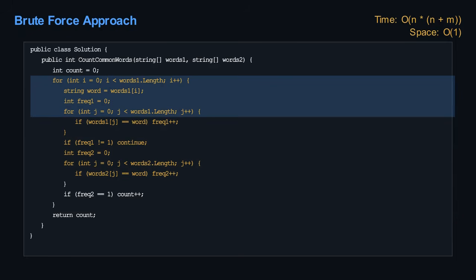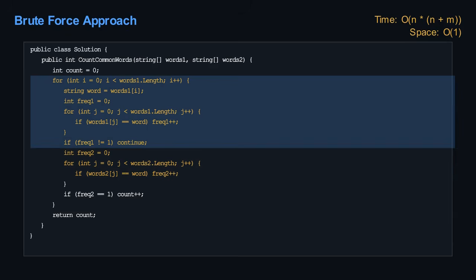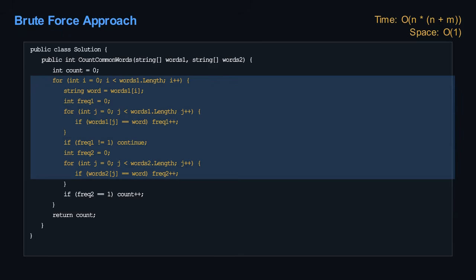This means nested loops for each word, leading to a time complexity of roughly n times (n plus m), where n and m are the lengths of the word arrays. The repeated counting makes this highly inefficient, constantly rescanning the arrays. Space complexity would be O(1), constant, if we're not storing frequencies.